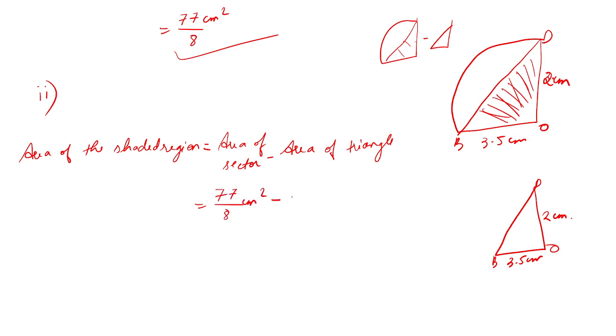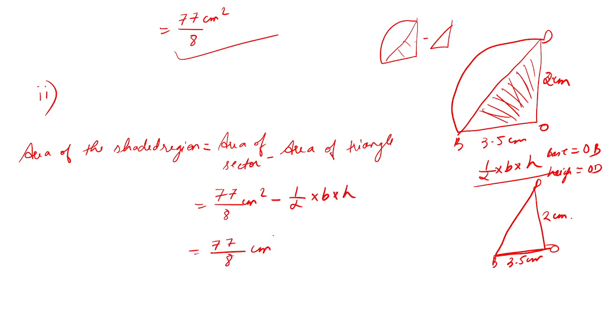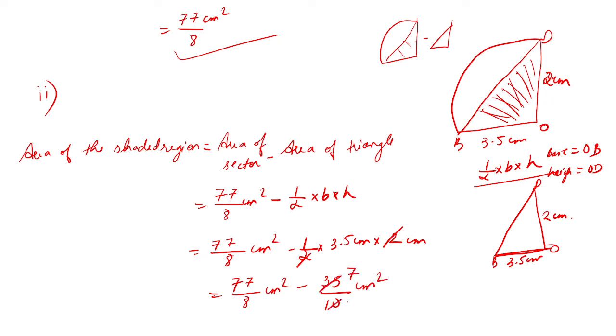Now area of a triangle can be written as half into base into height, simply for the reason that we already know the base. The base is going to be equal to OB, and the height of the triangle is OD. So it's going to be half into base into height. Clear? So 77 by 8 centimeter square minus half. The base is given as 3.5 centimeter, height is given as 2 centimeter. So you can just cancel this out, 2 and 2. So 77 by 8 centimeter square, 3.5, let me take this as 35 by 10 centimeter square. So this is going to be 5 7 times and 5 2 times.